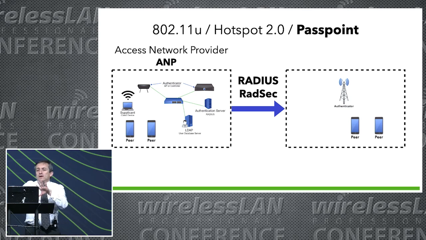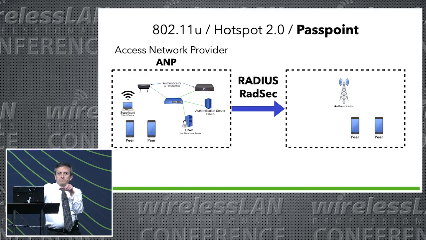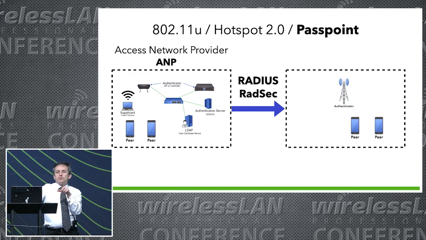So with this, we have the access network provider. That's going to be the network that is letting devices and people connect to your network, but they don't belong in your network. They belong somewhere else. So they authenticate against the identity provider.